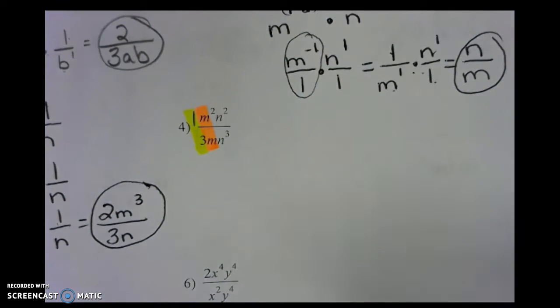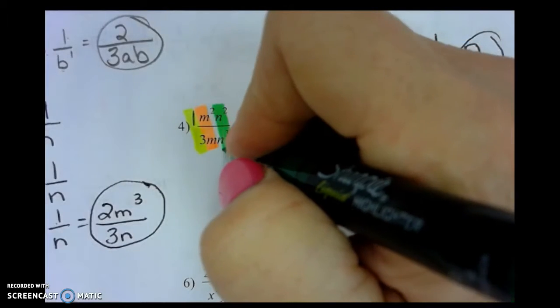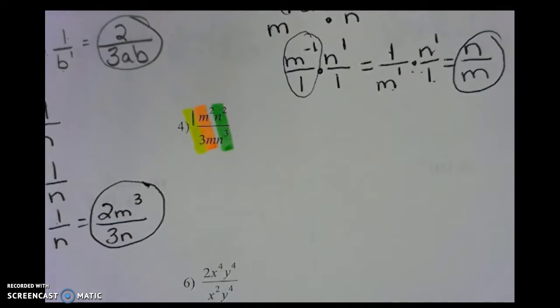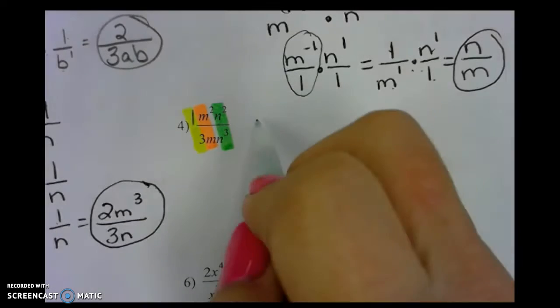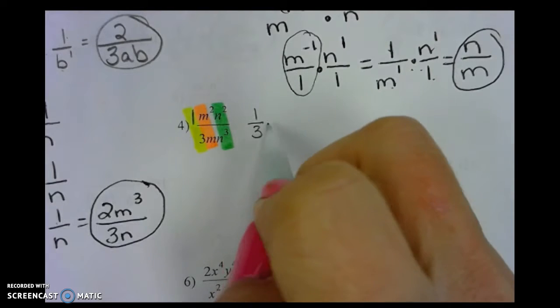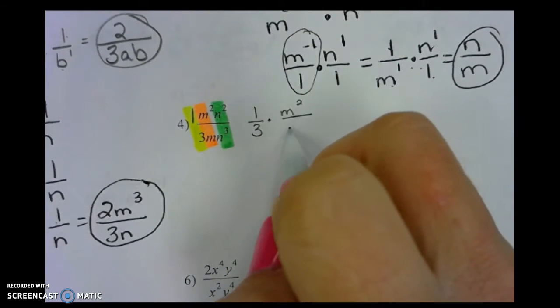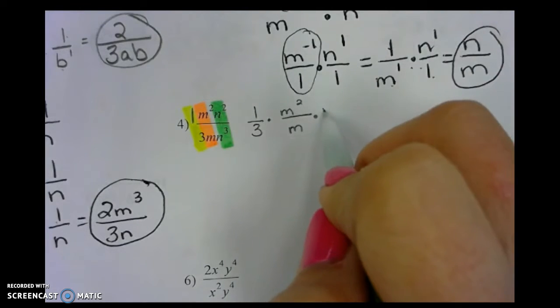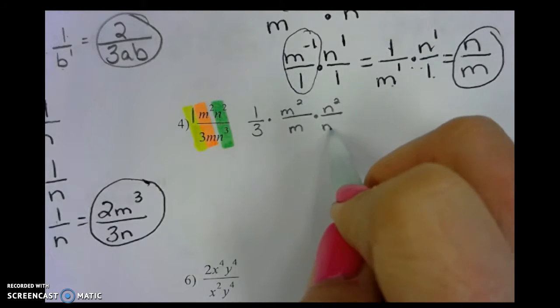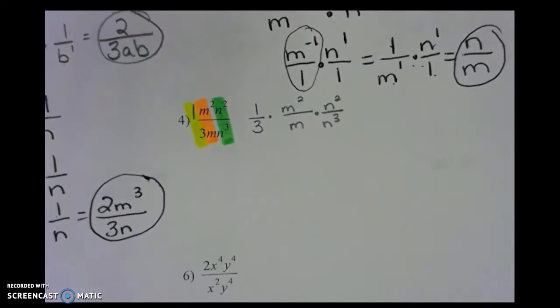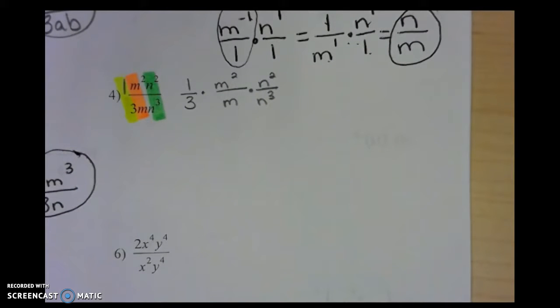I've marked my m's, and then I have my n's. Now the first thing I'm going to do is pull this problem apart into its separate pieces so it's easier to work with. I'll have 1 over 3 times m squared over m times n squared over n to the third. Once I've got them all pulled apart, I can work through them and combine my exponents as needed.